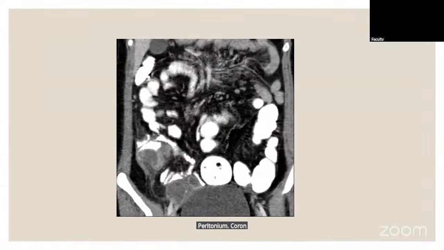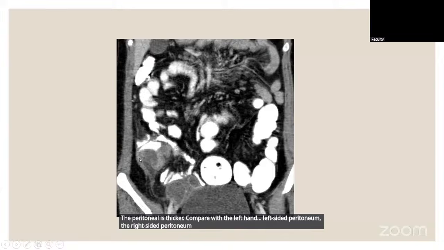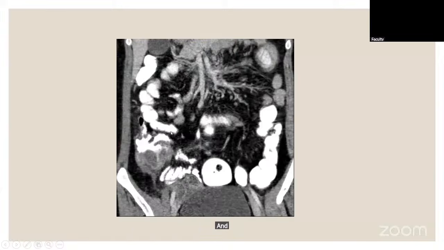Coronal sections showing the base of the cecum is more inflamed. It is showing hypodense wall thickening. The peritoneum is thickened. Compared with the left-sided peritoneum, the right-sided peritoneum is thickened. And the IC junction is normal. In view of IC junction being normal, this cannot be TB. This is suggestive of an infective colitis.